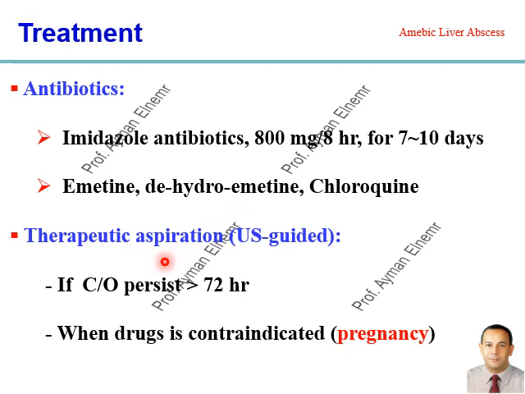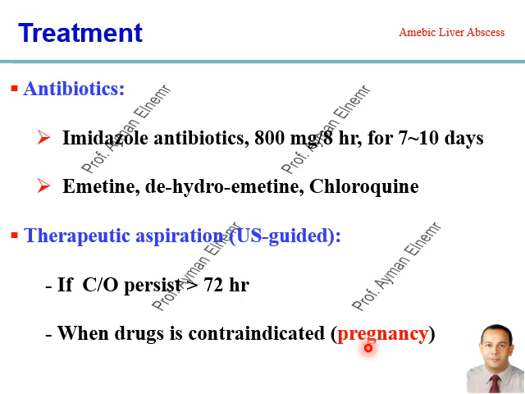The therapeutic aspiration is done under ultrasonic guidance, if the complaint persists for more than 72 hours, or when the drug is contraindicated, as in cases of pregnant patients. The aspiration is done by a wide-bore spinal needle under local anesthesia. The site of aspiration depends on the site of the abscess. If the abscess is anterior, the needle is introduced below the costal margin, and if posterior, it is inserted in the 10th intercostal space posteriorly.